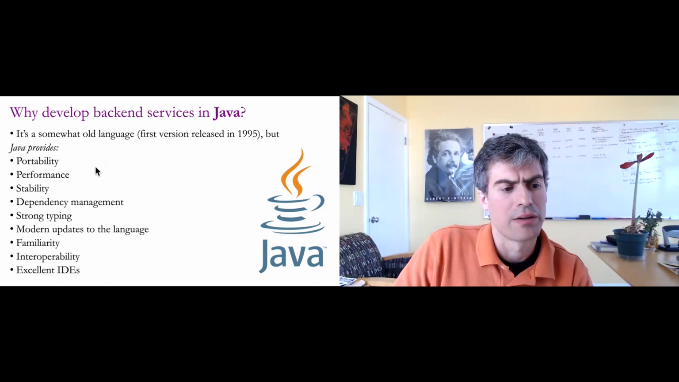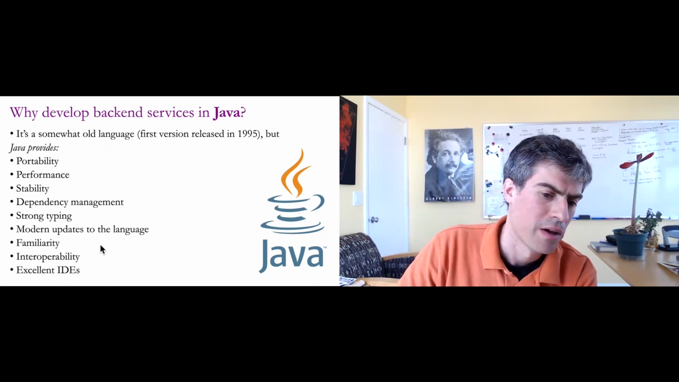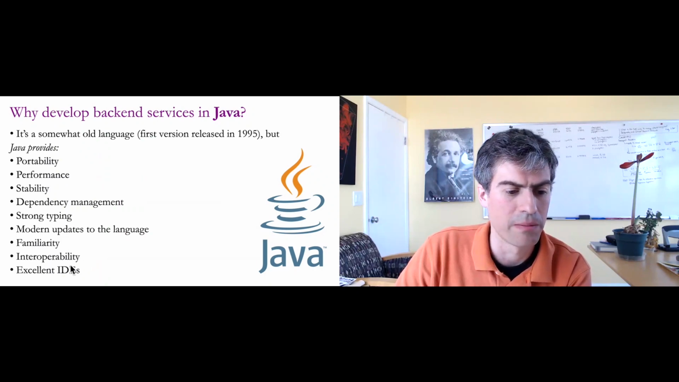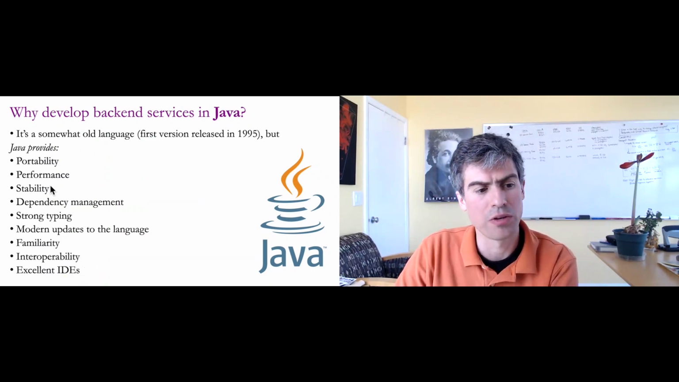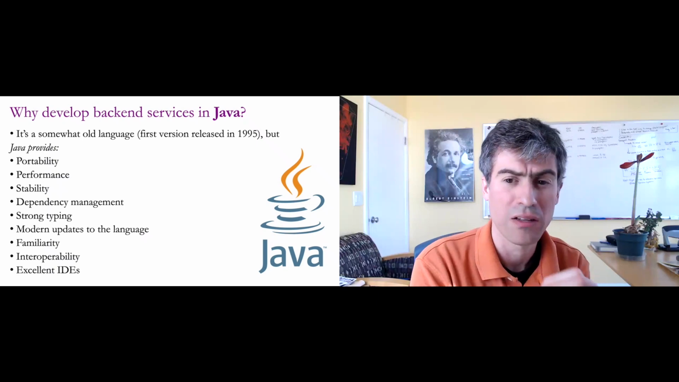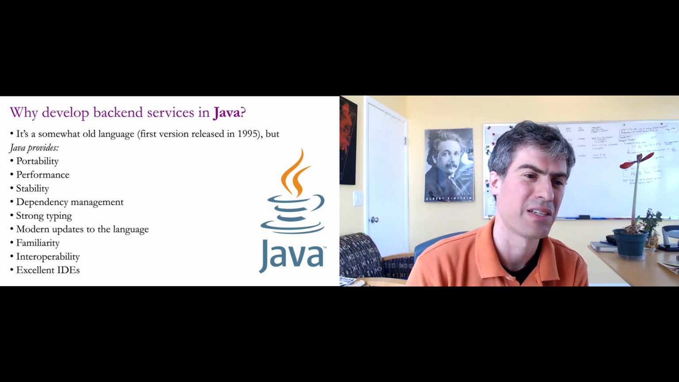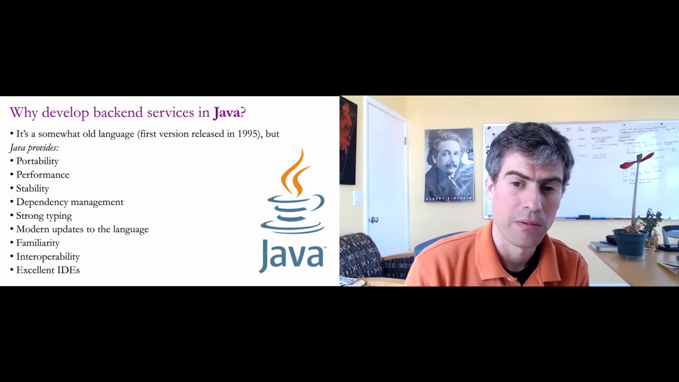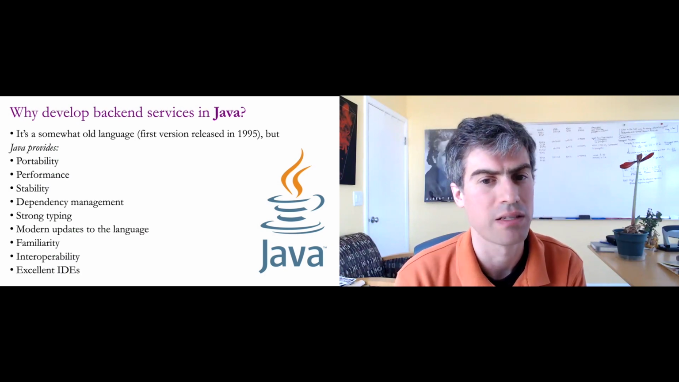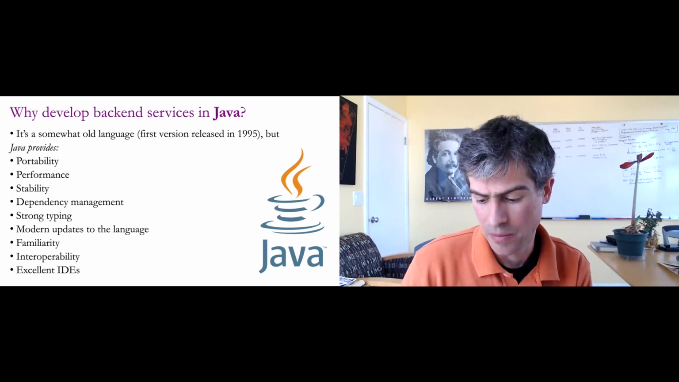So the things I like about it are listed here: portability, performance, stability, dependency management, strong typing, the fact that the language has been updated to be modern, and widespread adoption. I'm going to go through each of these in a few slides. Apart from the technical merits of the language, the fact that it's a popular language is itself a good thing, because it means there are a lot of libraries available, and you can look for answers on Stack Overflow to common questions, since someone else will have asked the same question before. And knowing it means you can go out and find a job where you can use the language, right?